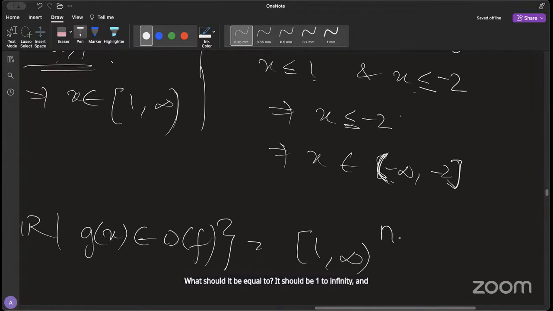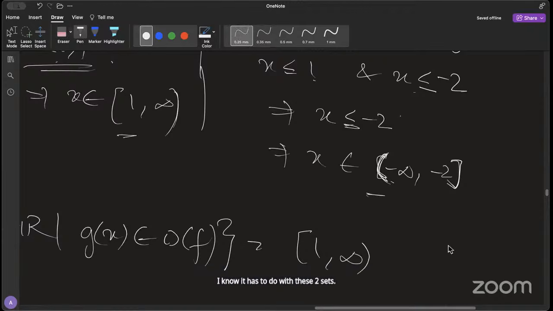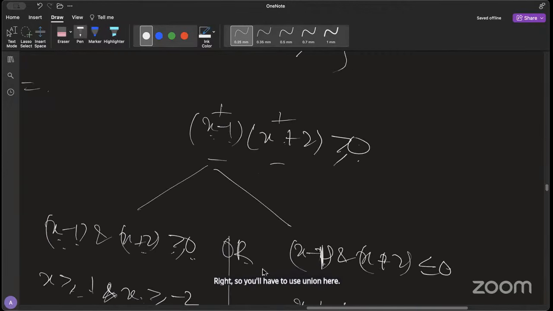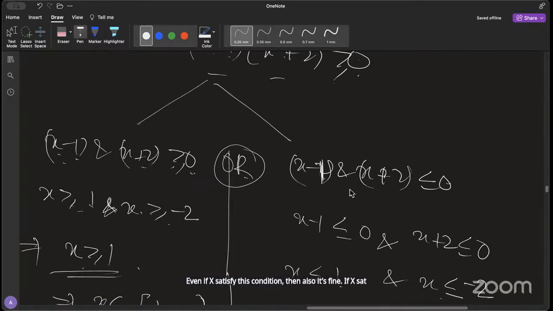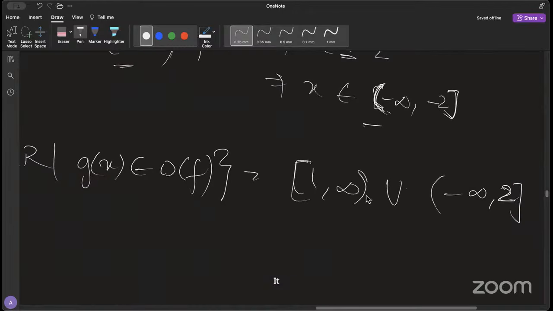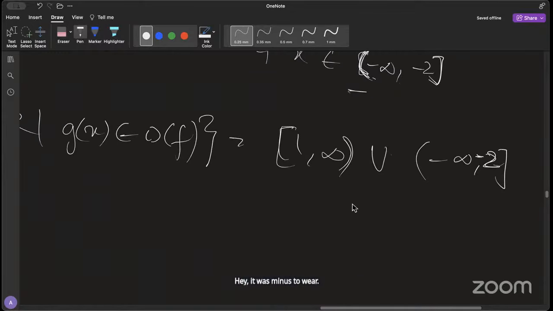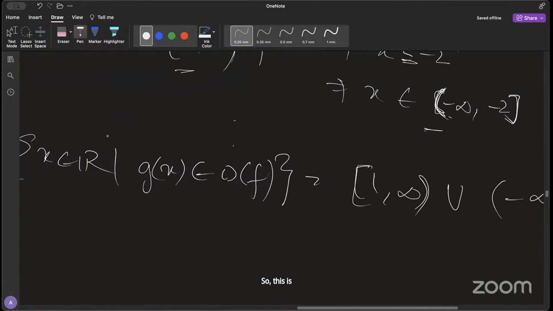And should I use intersection here or union here? I know it has to do with these two sets. Union, right. So you'll have to use union here because it's or here. It means even if x satisfies this condition, then also it's fine. If x satisfies this condition, then also it's fine. It doesn't have to satisfy both conditions. It can satisfy either of these or both of these if it can. Right? It was minus 2 here. So this is this other set.